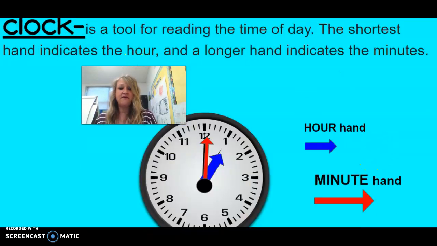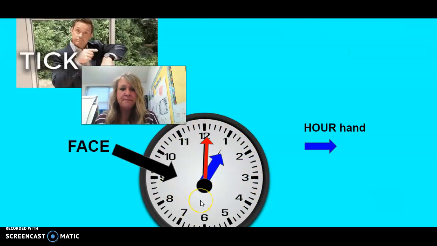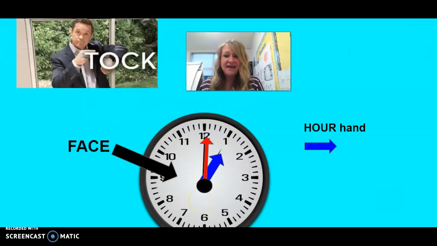Then we have the clock. The hour hand is the short one. The long hand is the minute hand. And what is this round thing called with the numbers on top? The face. Very good.